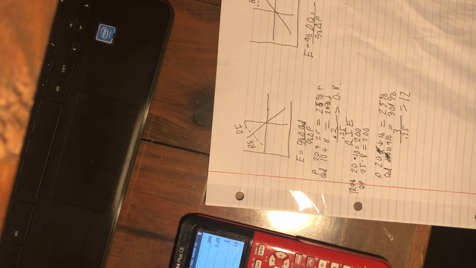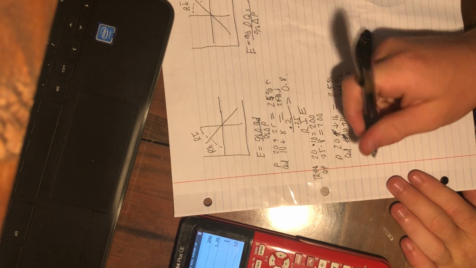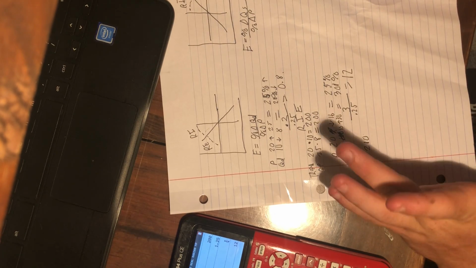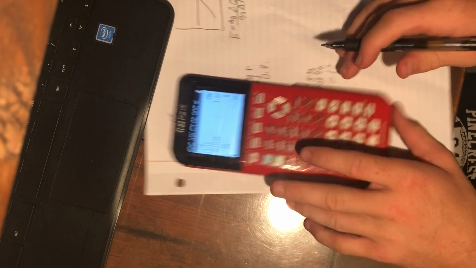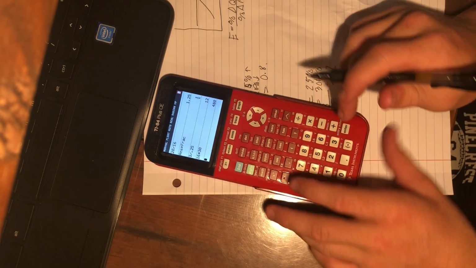So let's go over this with total revenue. $200 is the total revenue you're gaining, 20 times 10 for the first price and quantity. Now, let's go 16 times 30. 16 times 30 equals 480.